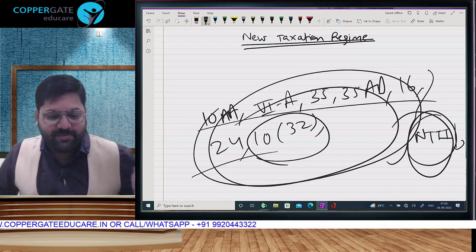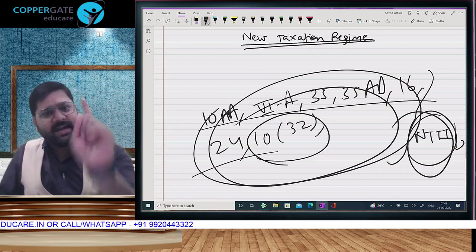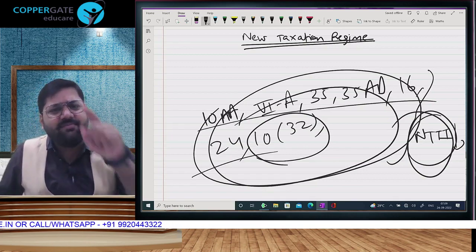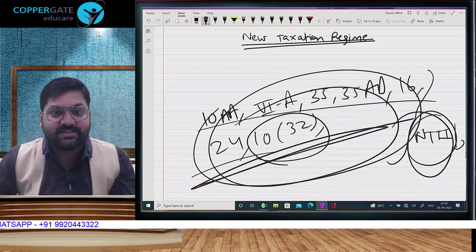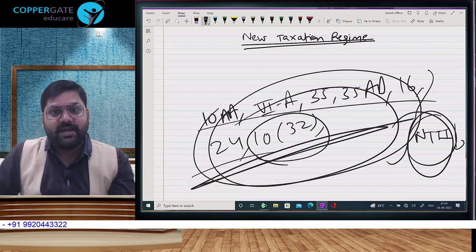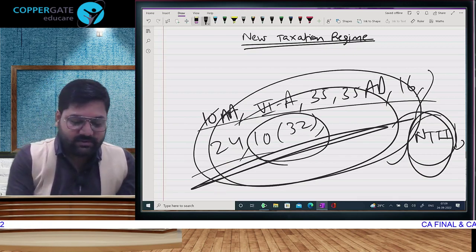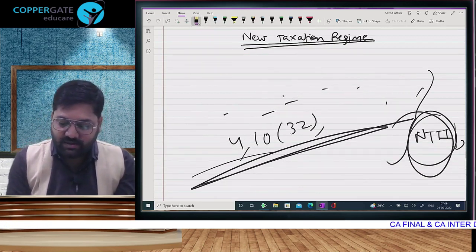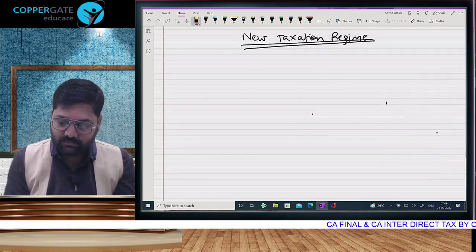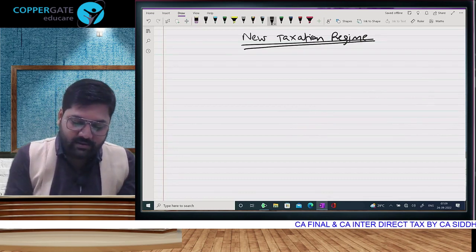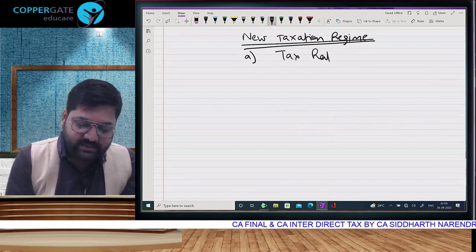Auntie is coming. People are talking. Auntie, tax rate reduce karo na, please. Auntie said, I am ready. Auntie says, I am ready to reduce your tax rates. But you can't take all these tax benefits and then tell me to reduce tax rates. So, I am going to now introduce a new taxation regime in income tax wherein I will reduce your tax rates.